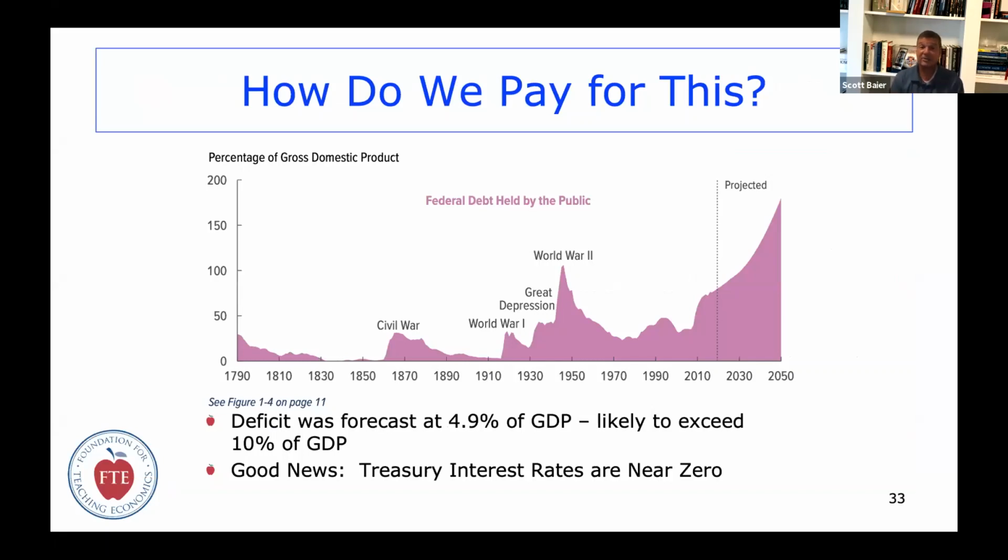Simple answer is, look, we weren't on very good grounds before in terms of where the U.S. debt was. The deficit was at 4.9% or forecast to be. Now it's 10%. Good news is Treasury interest rates are near zero. Another way to think of it, look, again, this comes down to a matter of trade-offs. What we're really trying to do now with these actions is save lives and maintain employment. And then we will worry about the debt and deficit later.